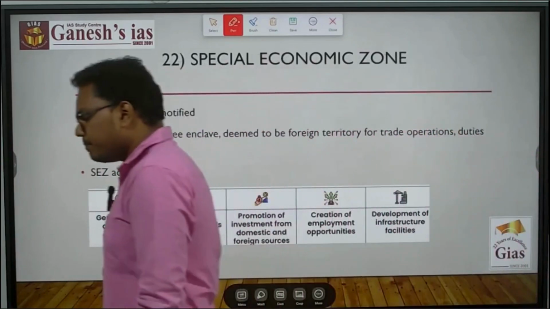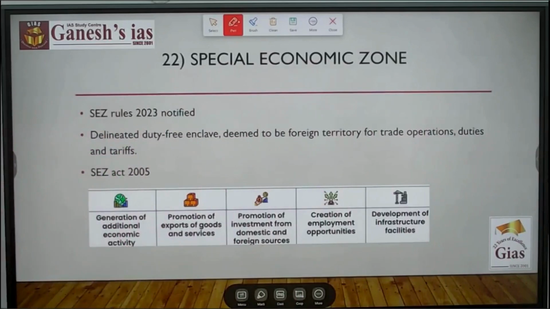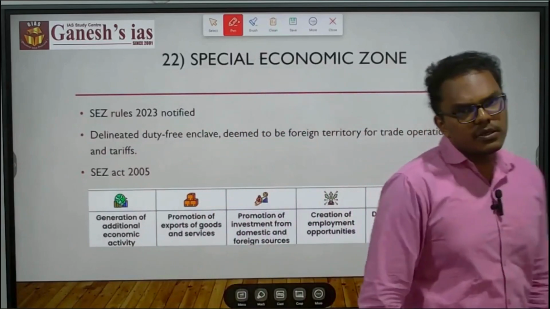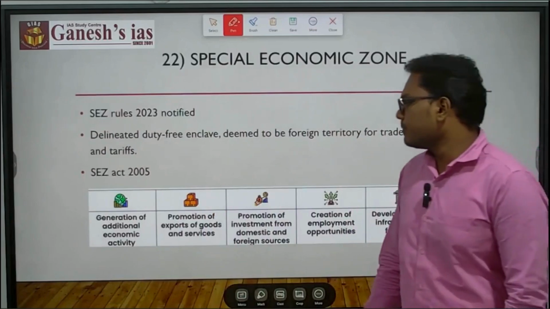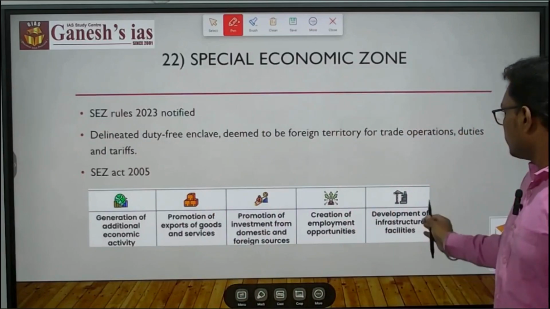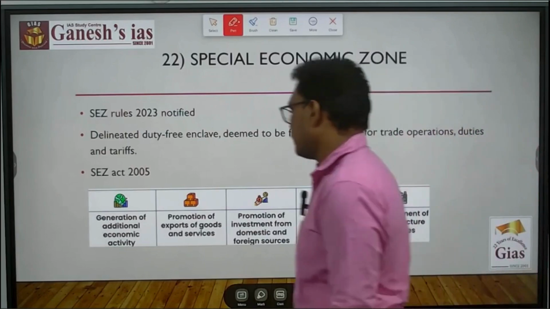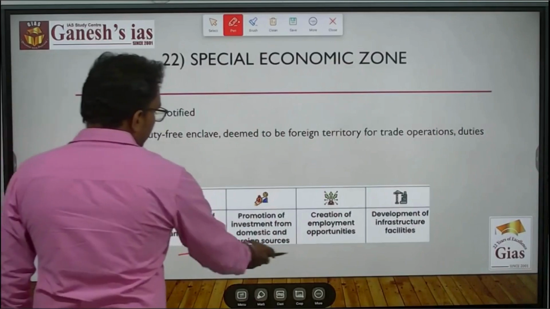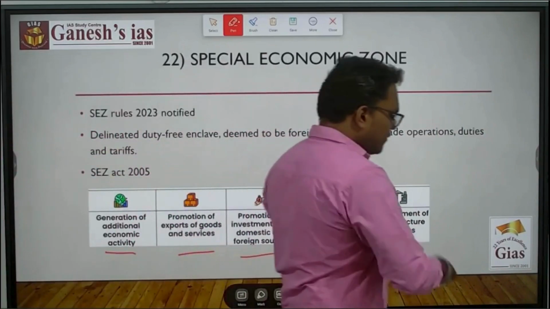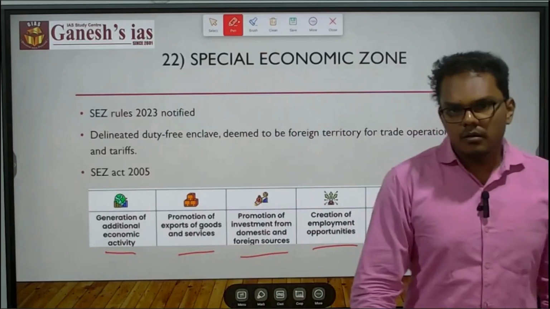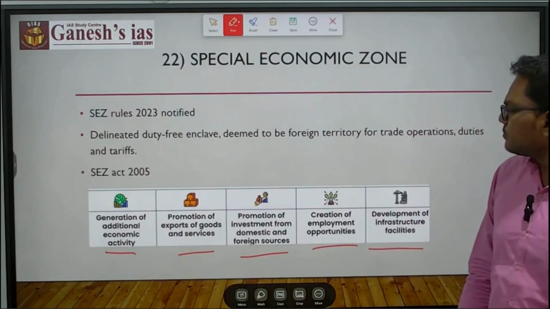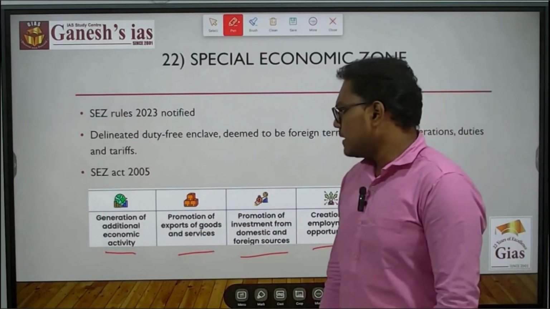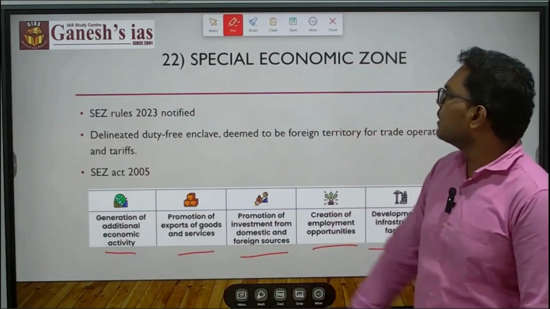authority to initiate and establish a special economic zone. Your state governments can establish, or your PSUs also can establish special economic zones. And then these are some of the points I've picked from the internet, just to know the advantages or the significance or the objectives of having a special economic zone. I think if you know all these aspects, it's enough.